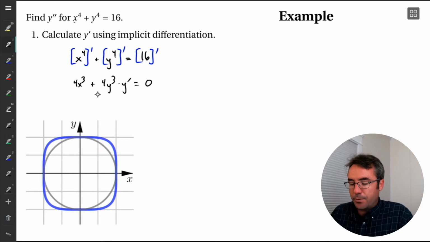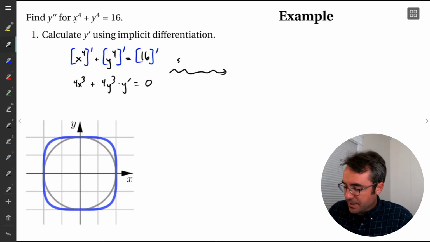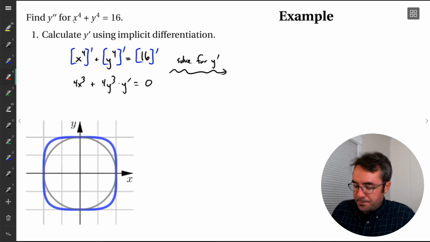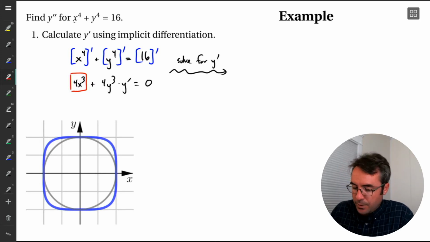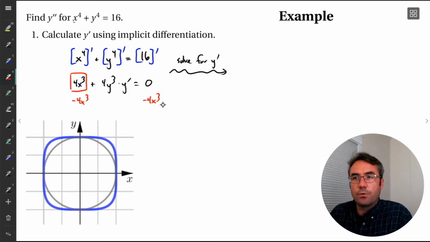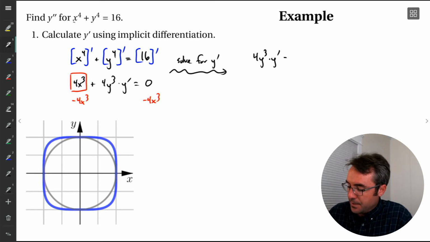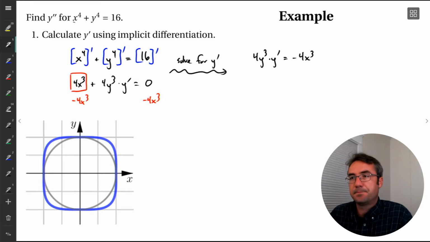So once we get to this point where we've finished differentiating, there's no more derivatives to calculate, we enter the second phase of our process, and that's to solve for y prime. So what we want to do is get all terms without y prime. We read along and identify all the terms that do not have a y prime, and we want to move those to the other side. So we would subtract 4x cubed from both sides just to move it over. And when we do that, we get 4y cubed times y prime is equal to negative 4x cubed.